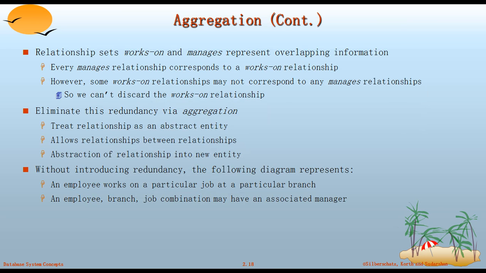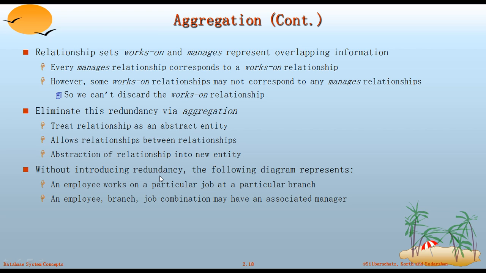In aggregation, the relationship sets works on and manages represent overlapping information. Every manager relationship corresponds to a works on relationship. However, some works on relationships may not correspond to manager relationships. So we cannot discard the works on relationship. Eliminate this redundancy via aggregation: treat the relationship as an abstract entity, allowing relationships between relationships. Abstraction of a relationship into a new entity.